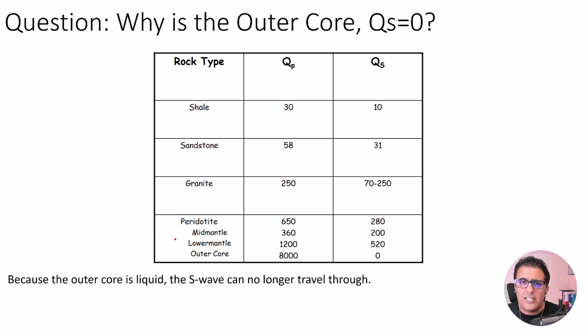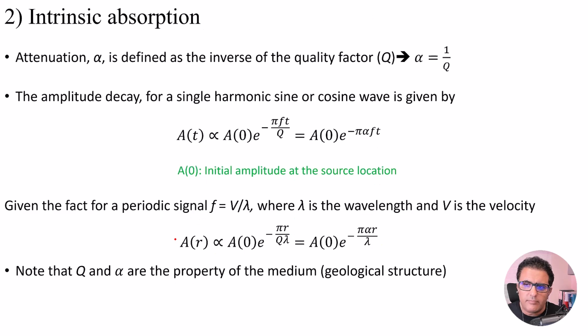So we know that the outer core is liquid and the S-wave cannot propagate through the liquid, and so that is the reason for outer core quality factor is 0. So as I mentioned before, when we talk about the attenuation due to the intrinsic absorption, it is proportional to 1 over Q. So the lower Q, higher attenuation.